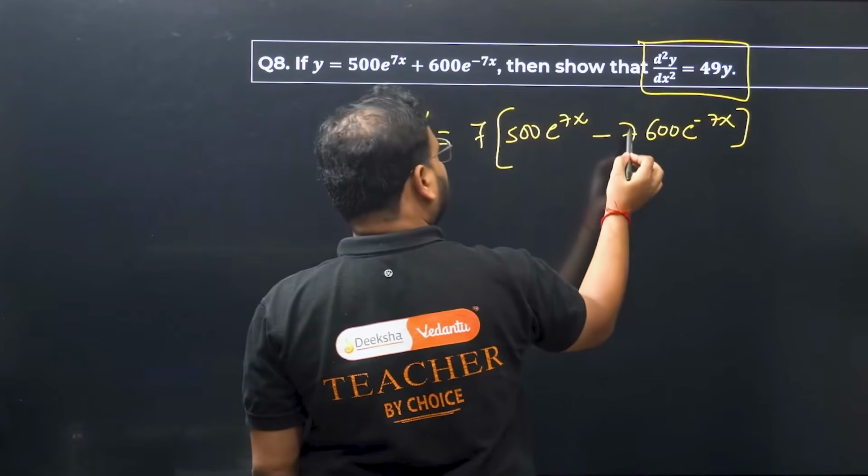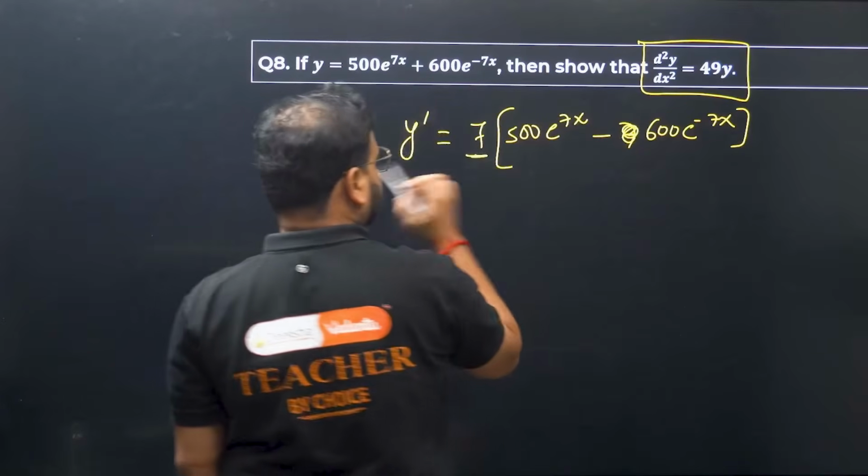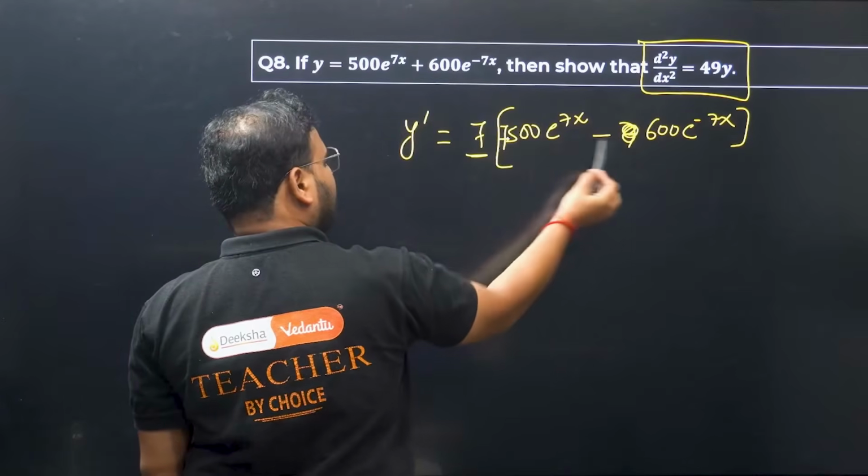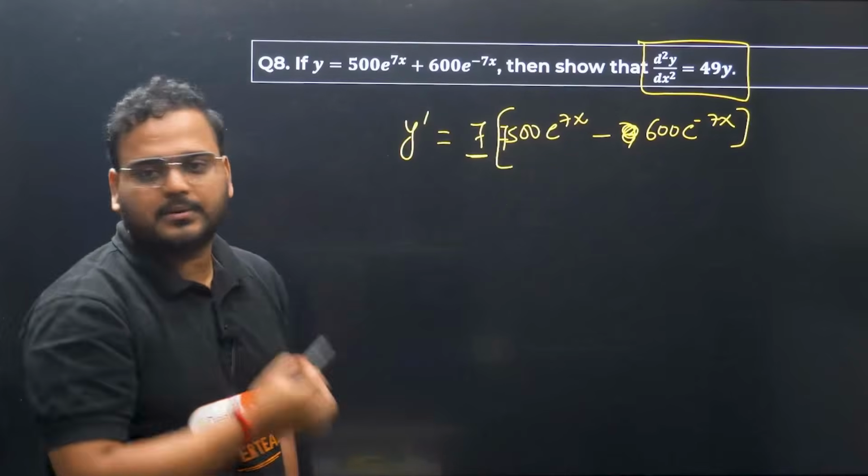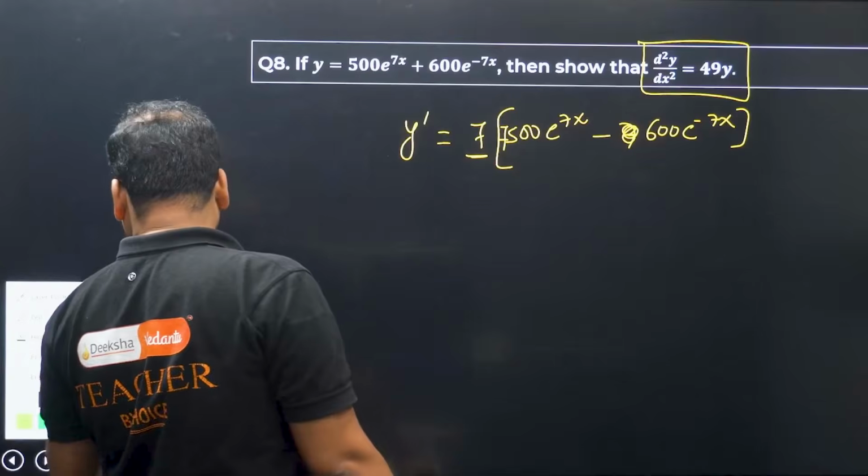But I'm asking you to remove this minus 7 from here and keep it outside. Because we had 7 over here and we had minus 7 over there. I'm taking the 7 common from both the terms. So this will be basically like this.